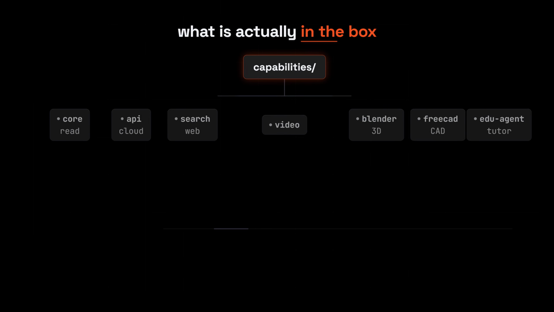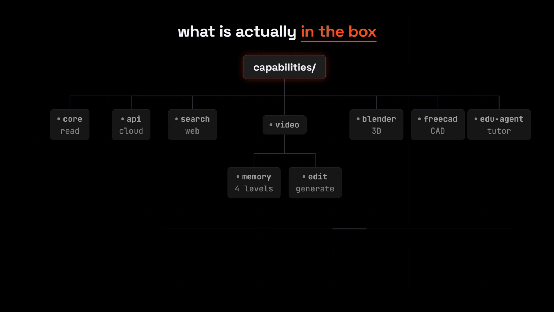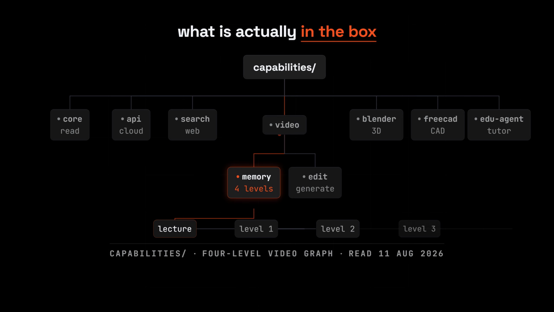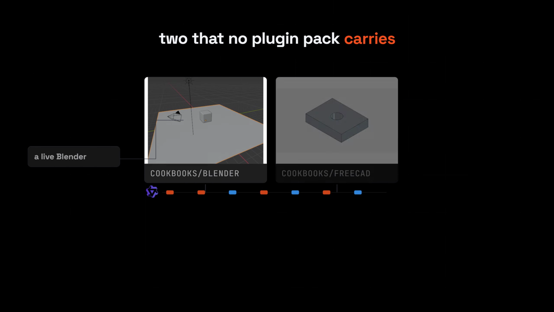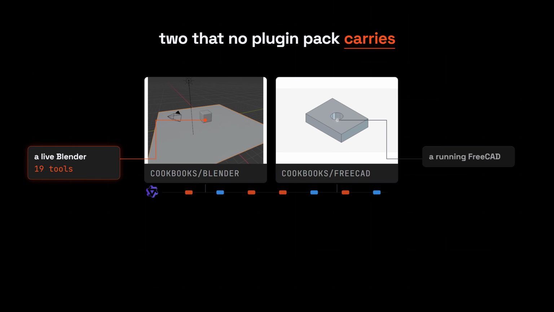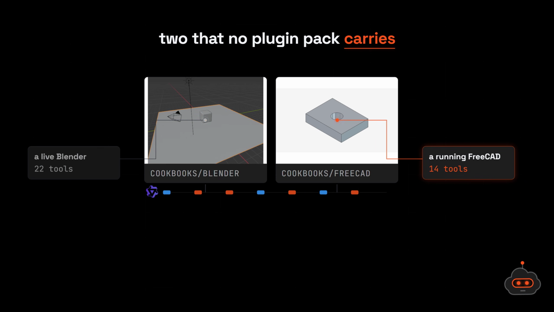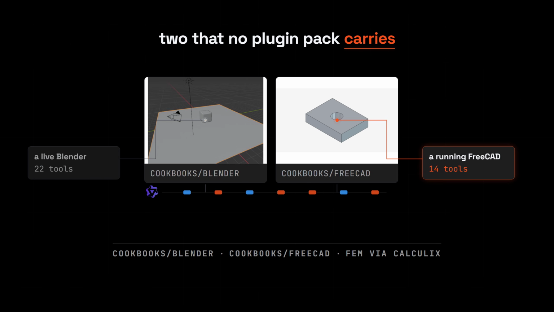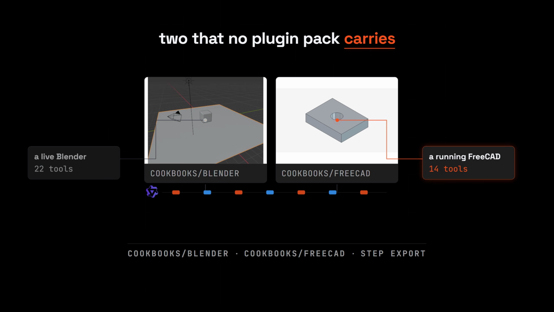8 capabilities live in that marketplace file, and the list is stranger than the headline suggests. Core reading, cloud vision APIs, web and reverse image search, a long video memory that builds a 4-level graph over a lecture so the agent can answer questions without rewatching it. Video editing and generation, then 2 that no plugin pack normally carries, 22 tools driving a live Blender, 14 driving a running FreeCAD, including finite element analysis through Calculex and step export.